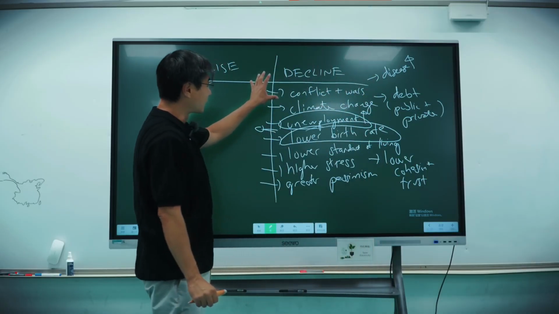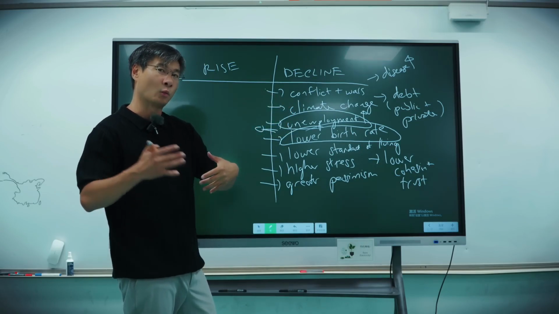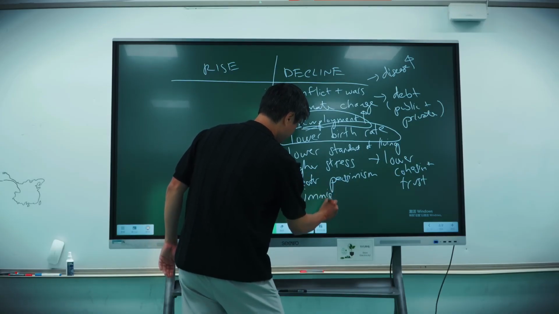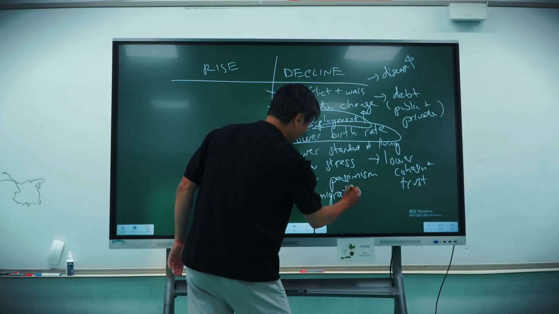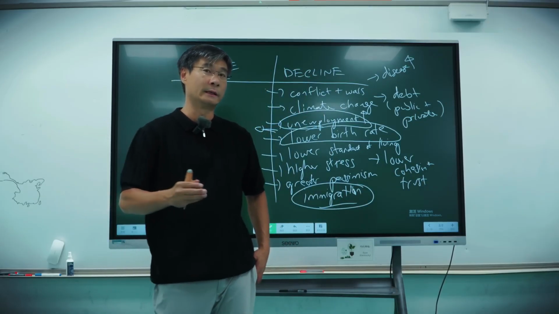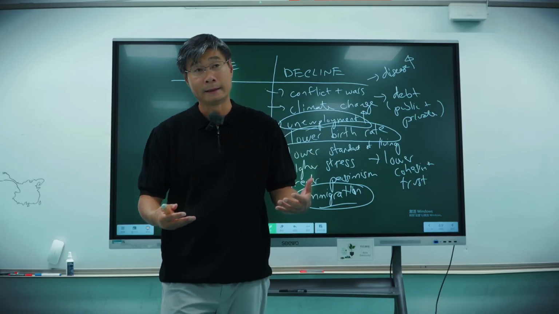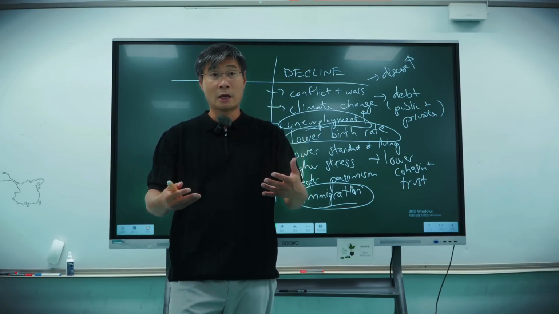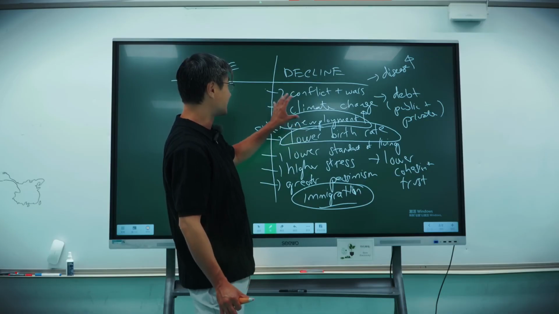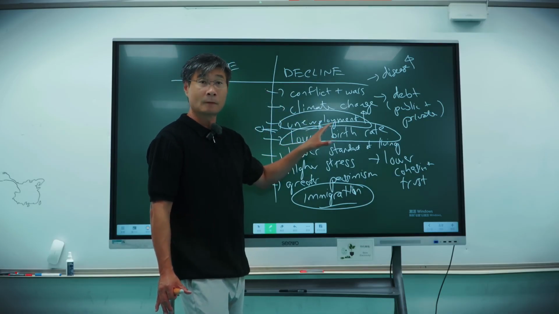Also, another sign of decline that's very important, that doesn't really happen in China but happens in the Western world, is immigration. Immigration is a huge issue in the Western world, and we will discuss immigration in future classes. But immigration is a sign of decline because it reduces cohesion. And it also reduces the standard of living.